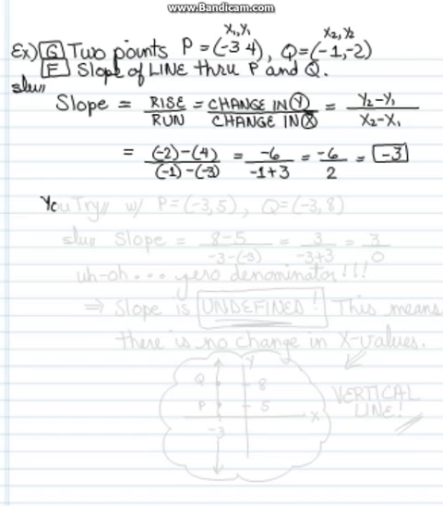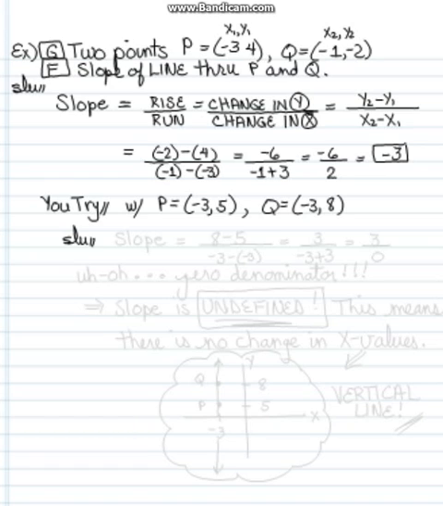Now, I want you to try it. I'm going to give you 2 points. P equals the ordered pair -3, 5. Q equals the ordered pair -3, 8. Now I want you to think about how you would find the slope. How would you find the slope of this line?